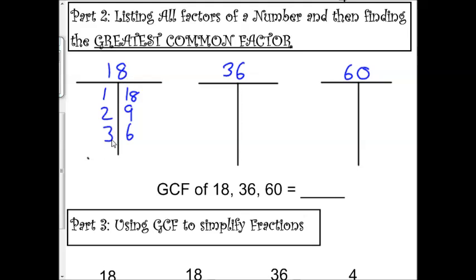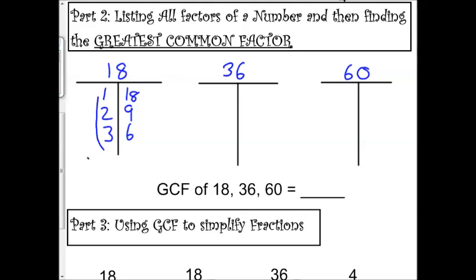18 is not divisible by 4 evenly, so we are not going to put 4 down. 18 is not divisible by 5, and it is divisible by 6, but we already have that here. So as soon as you start listing factors that are on this side over here, you know that you're done. So we could list all the factors of 18, and let's just write those in a list.